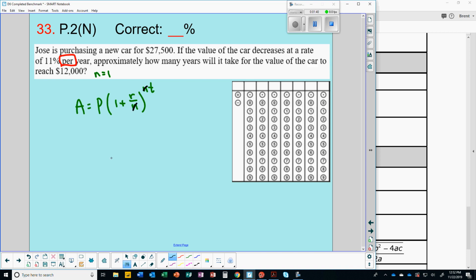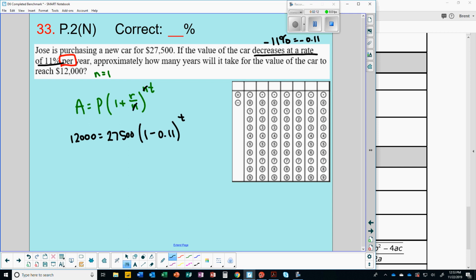So my 12,000 is my final amount. That's the 12,000 over here. 12,000 equals P, which is 27,500, times 1 plus, we have a rate, it decreases at a rate of 11% per year. That means it's a minus 11%, which is equal to negative 0.11. So when you erase the plus and actually put a minus 0.11, to the power of t.